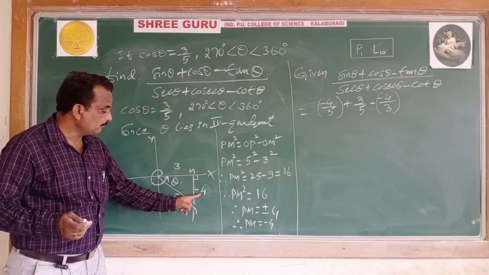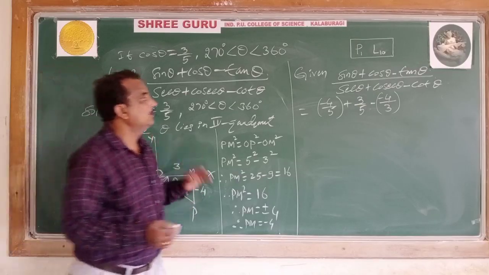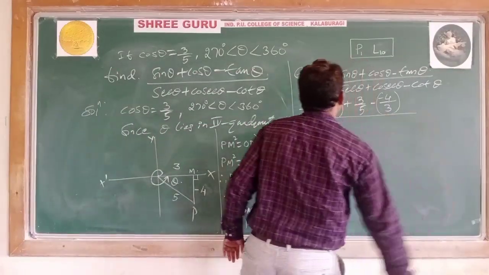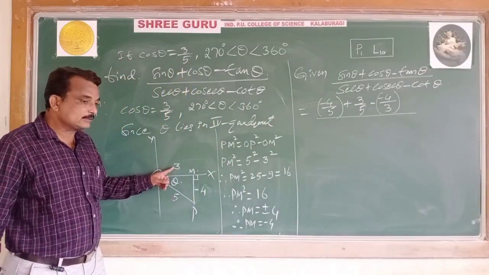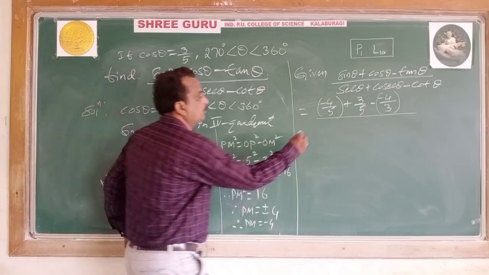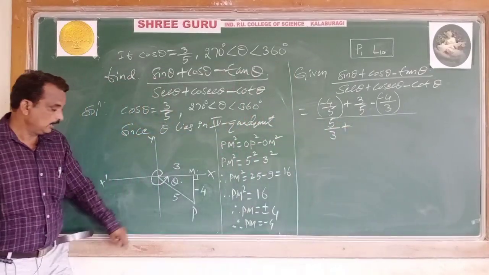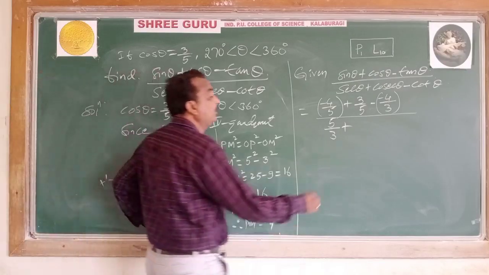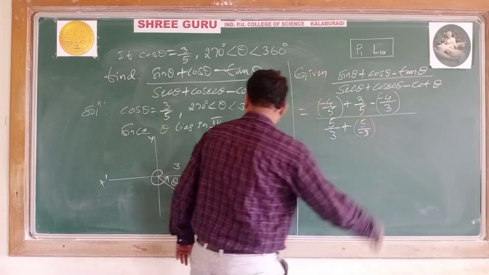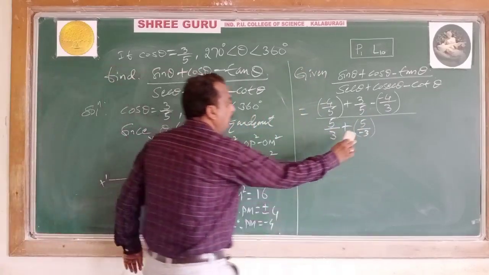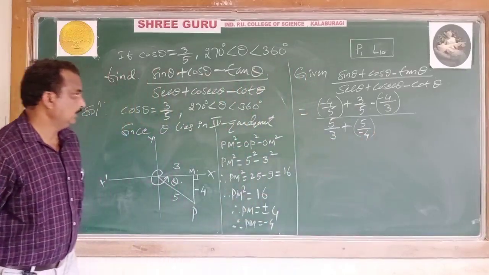Minus tan theta, minus of what? Tan theta, opposite by adjacent side, that is minus 4 by 3. Divided by sec theta, hypotenuse by adjacent side, 5 by 3, plus cosecant theta, hypotenuse by opposite side. What is the opposite value? It is minus 4.